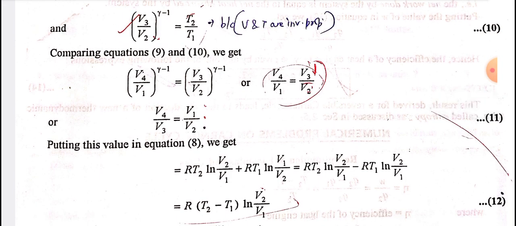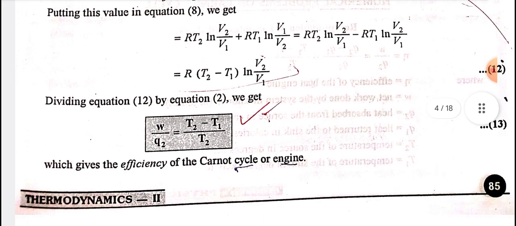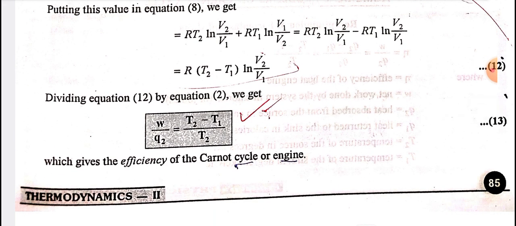We get (V4/V1)^(γ-1) = (V3/V2)^(γ-1), or V4/V3 = V1/V2. Putting this value in equation 8, we get RT2 ln(V2/V1) + RT1 ln(V1/V2) = R(T2 - T1) ln(V2/V1). Hence, dividing equation 12 by equation 2, we get W/Q2 = (T2 - T1)/T2, which gives the efficiency of the Carnot cycle or engine.